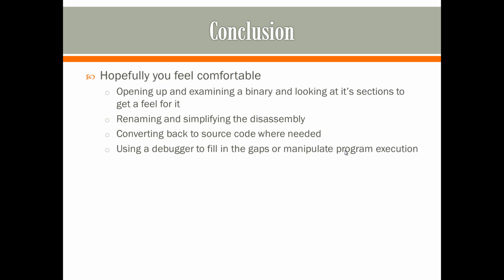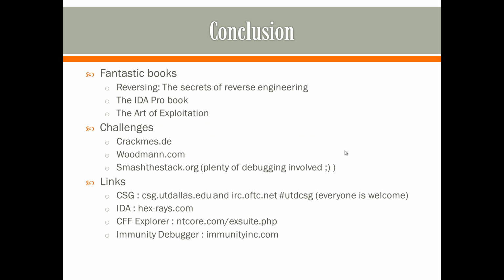So that's it, folks. Hopefully you feel comfortable. If I were to hand you a binary, you could open it up. You can look around at the imports and the strings and sort of get an overall feel for what the binary is doing just at a high-level view. And then when you actually jump into the program, you can do some disassembly, rename some variables, and figure out exactly what's happening within the disassembly and convert it back to source code where you need to. It's not always needed. In fact, most of the times not, but certain places it's helpful. And then for those gaps where that's just too much to look at statically, or you may prefer dynamically to begin with, you can fill in the gaps with the debugger and manipulate it and make changes to the program during execution.